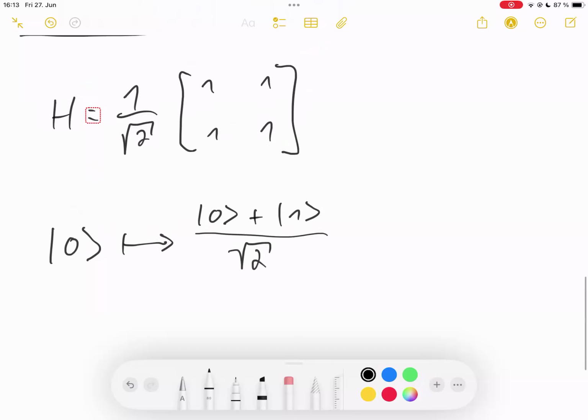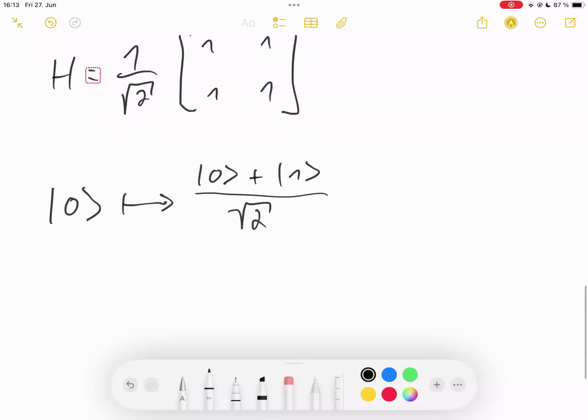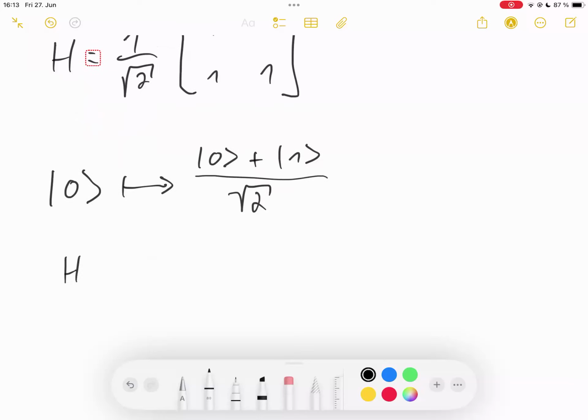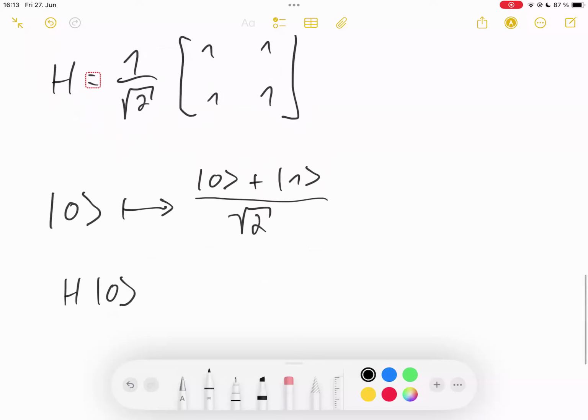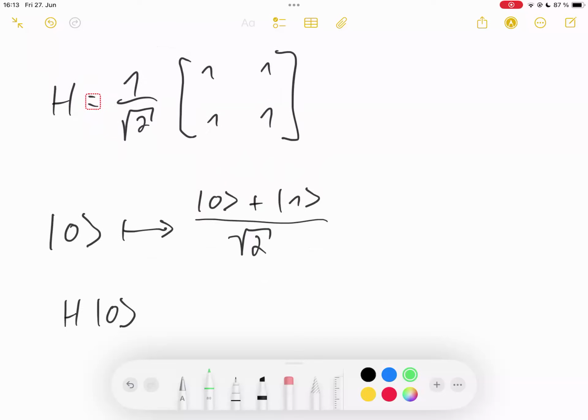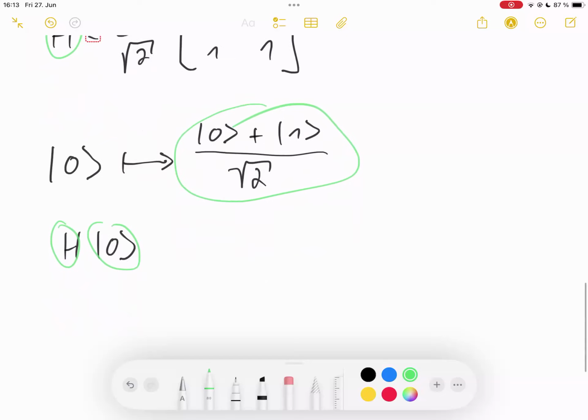And you can try this out on your own if you, for example, take H and you multiply |0> from the right. Because you have H here, and you've seen before what |0> looks like. So you could try this out. You just multiply |0> from the right with H, and you would eventually get something like this. So you can try this at home.